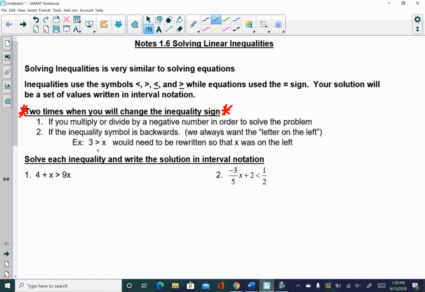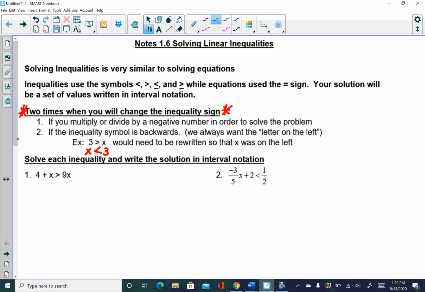And then if your inequality sign is backwards, as in the example that I have below here, 3 greater than x, you always want to be able to read it so that your letter is on the left. So we would rewrite it so that our letter is on the left. When I do that, x would be over here on the left, and the 3 would be over here on the right. You can think of it like an alligator mouth. It was eating the 3. When I rewrite it, it still needs to eat the 3. So x is less than 3 would be your final answer there, in terms of making sure that your letter is on the left. I hope that helps you. Letter on the left, okay?